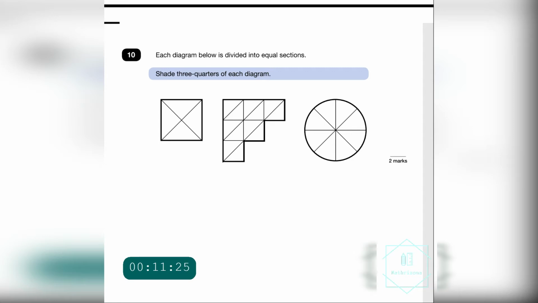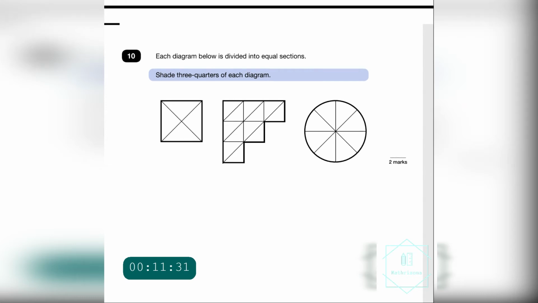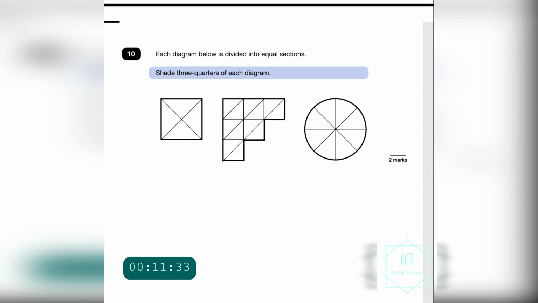Shade 3/4 of each diagram. So the first one is easy. 3/4 means here we will count the number of divisions that have been made in the shapes. Like first one, 1 2 3 4. So 3/4 of 4 is 3 times 1. So that means 3 areas will be shaded.